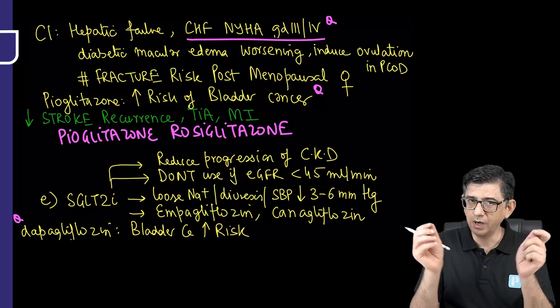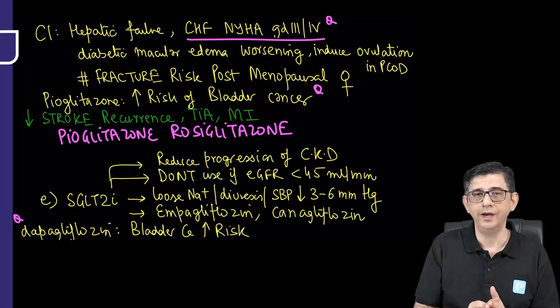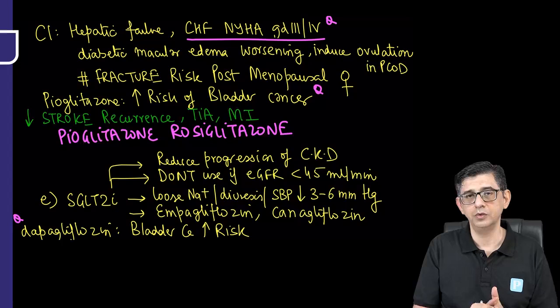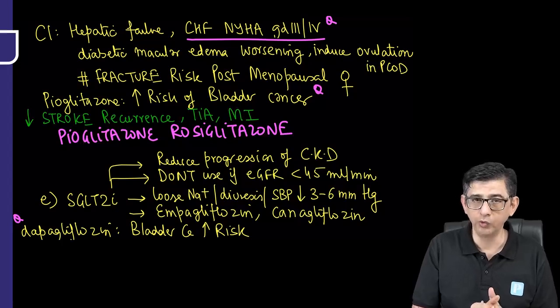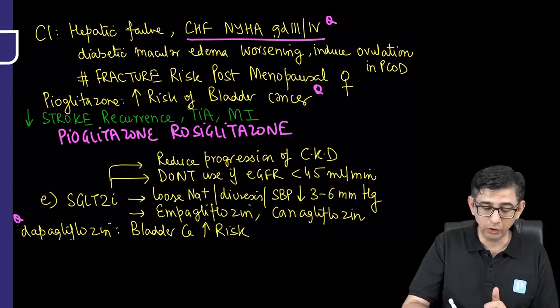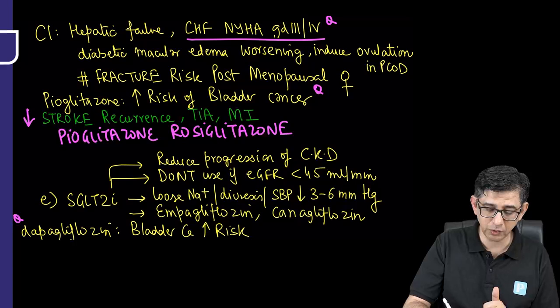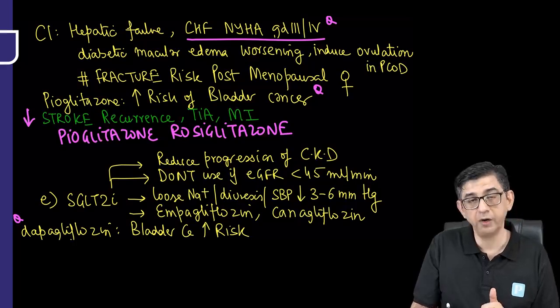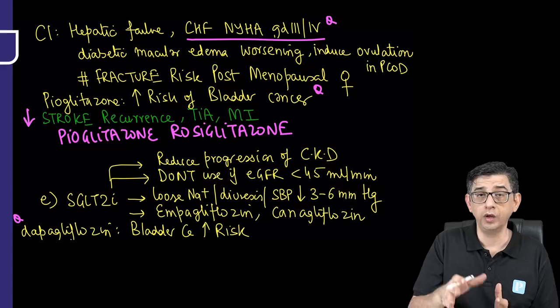But then the silver lining in that cloud is what? That pioglitazone, rosiglitazone have been shown to reduce... They are used in secondary prevention of stroke. They are not going to be useful for primary prevention of stroke. They are useful for preventing, like see here what I've written, stroke recurrence.